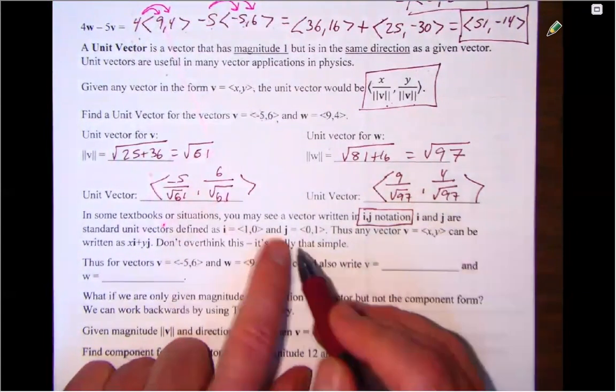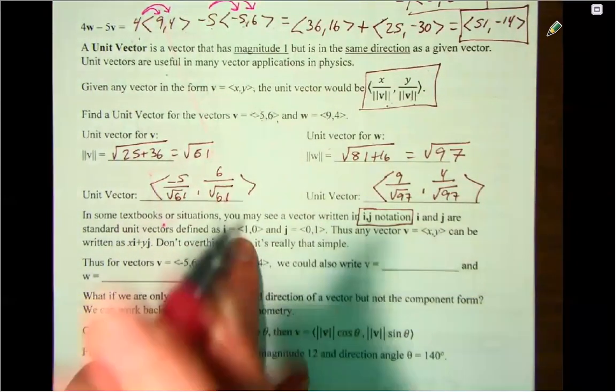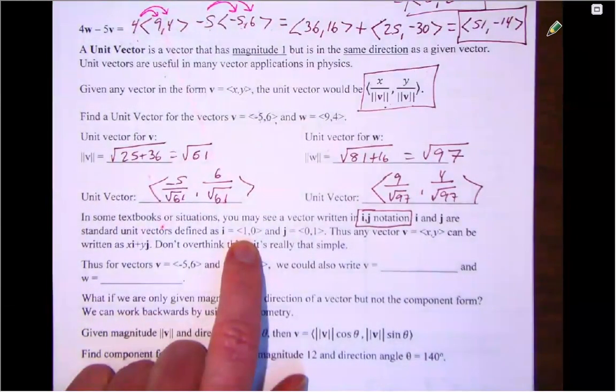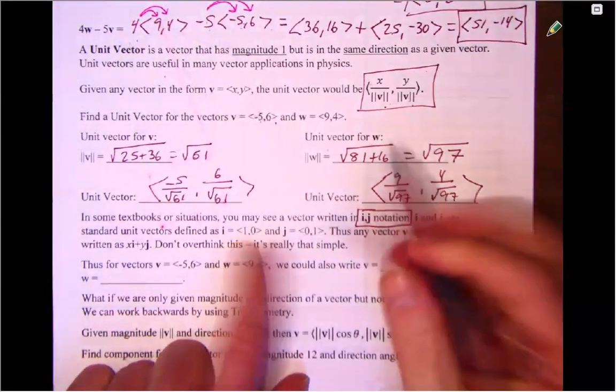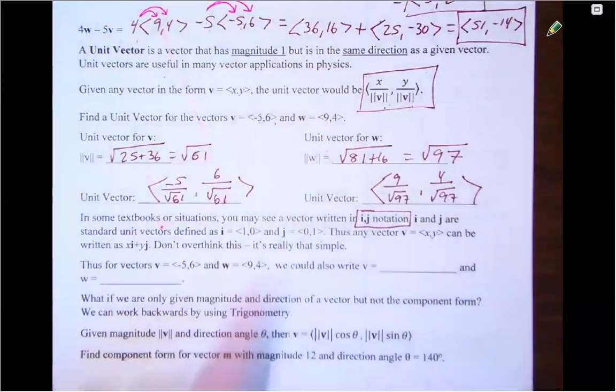And j is defined as the vector 0, 1. So in other words, this is just going up 1 unit. I'm sorry, going to the right 1 unit. So i is just on the x-axis 1 unit. And then j is just going up 1 unit on the y-axis. That's all it is. Okay.